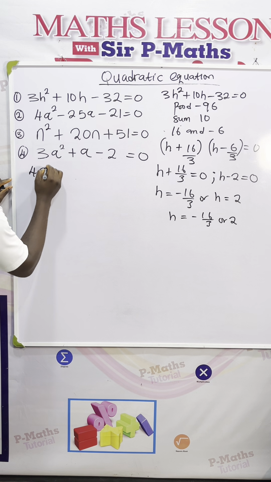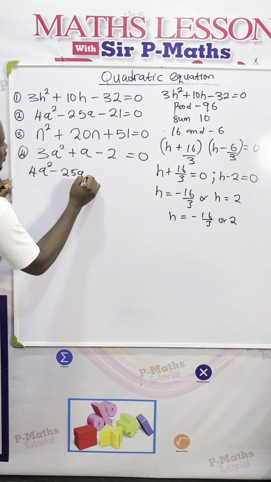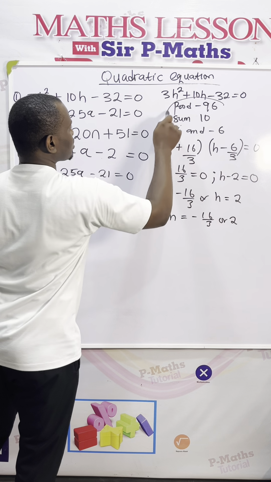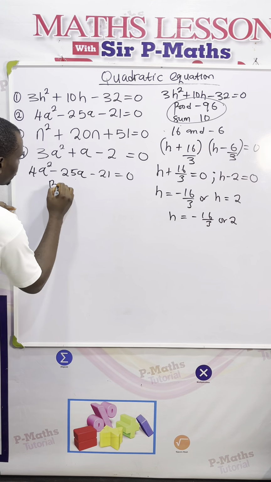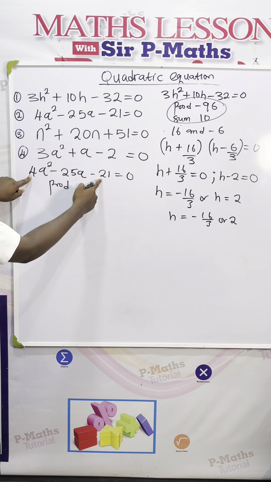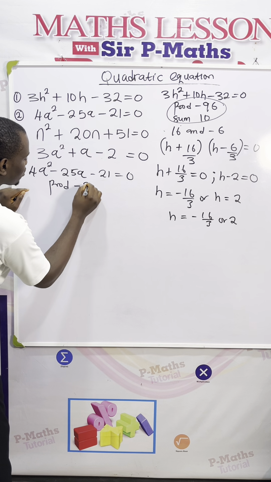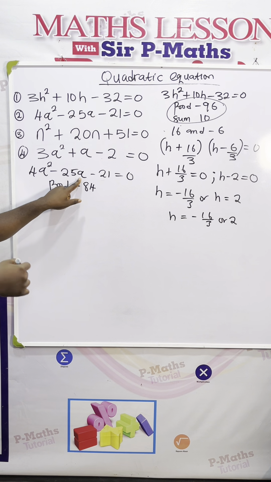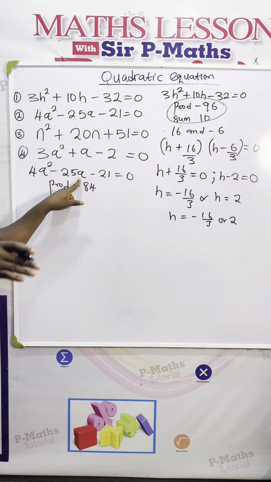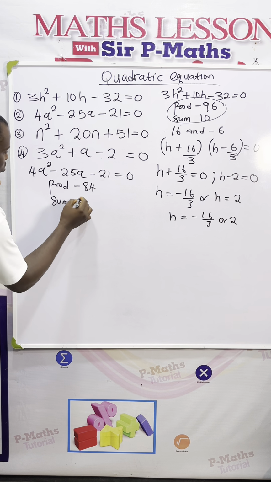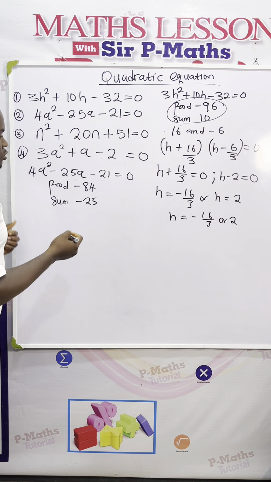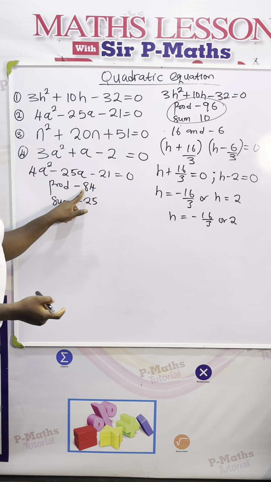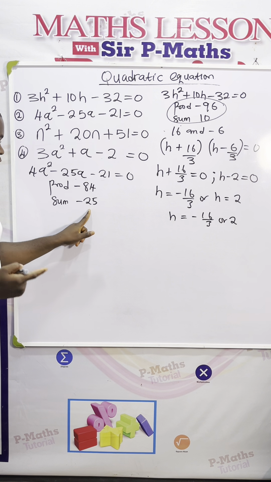I have 4a squared minus 25a minus 21 equal to 0. The first thing is to get our what? Product and sum. So my product would be 4 times minus 21, which will give us minus 84. And then my sum will always be the coefficient of the linear variable, the variable that does not have square or more than power of 1. That is minus 25. So let's look for factors of 84 that gives us minus 84 when we multiply, and when we add, we have minus 25, right?